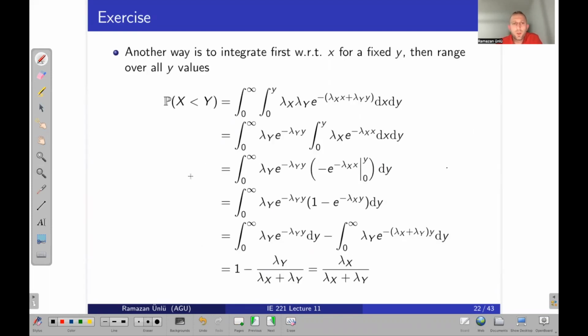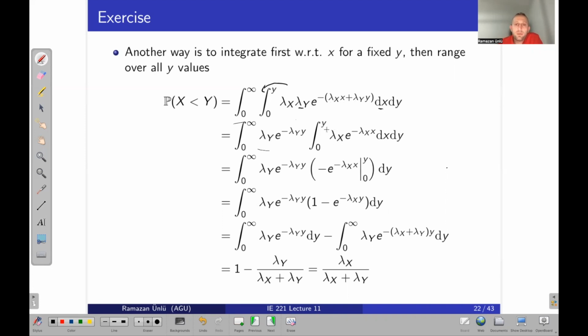So if you prefer to do the same thing in this way, I need to integrate the joint PDF based on dx and dy, and in this way, the limits of x will be between 0 and y. Okay, so the rest of the things is the same as the previous one. So here the lambda y and e to the minus lambda y do not depend on x, so they can go outside the integration. So that will create this part, and the inner part will be the integration of lambda x times e to the minus lambda x dx, and dy, and the limits will be 0 and y.